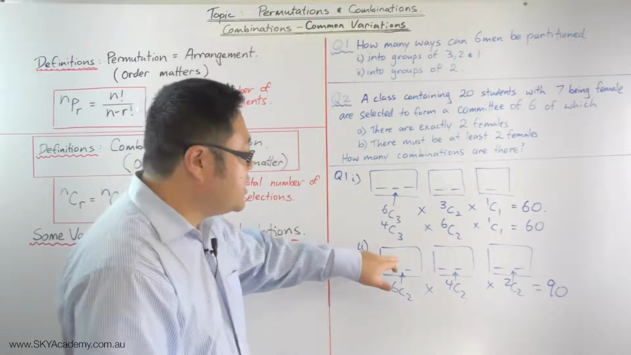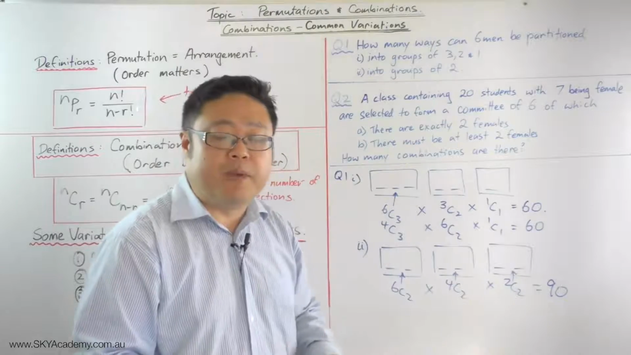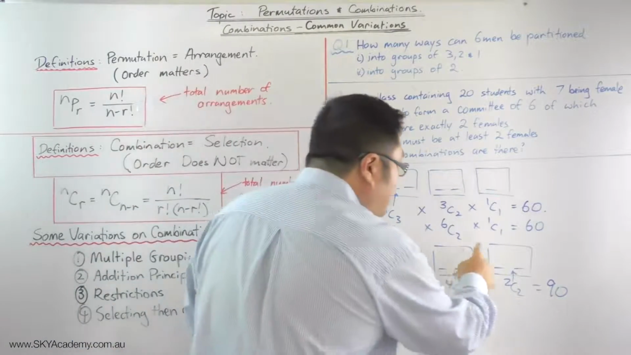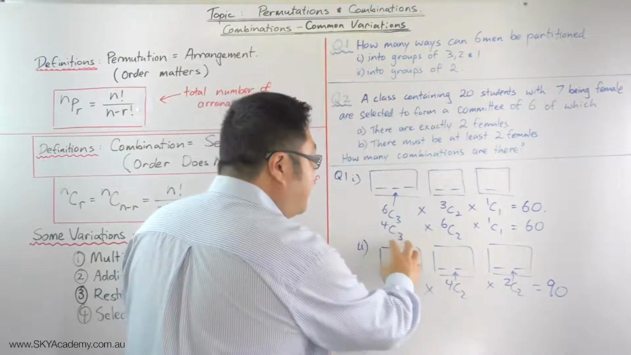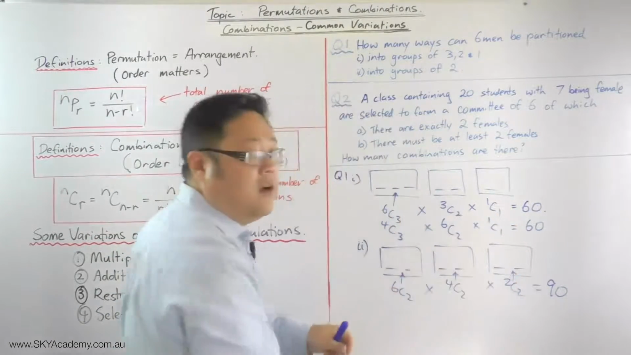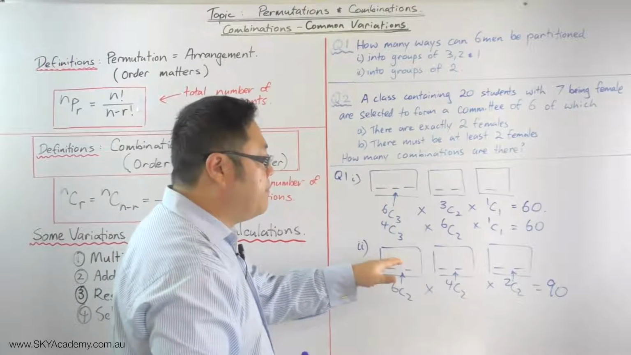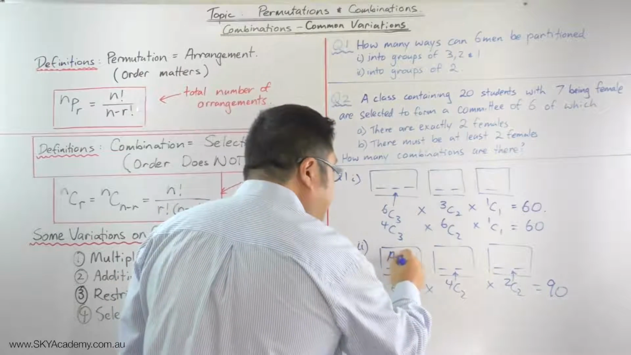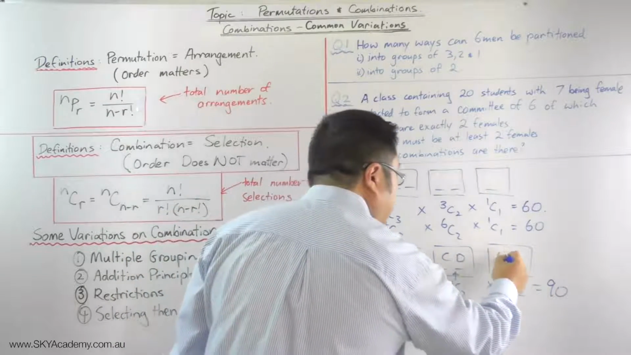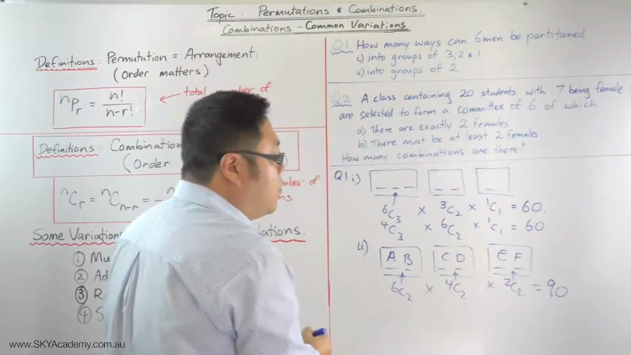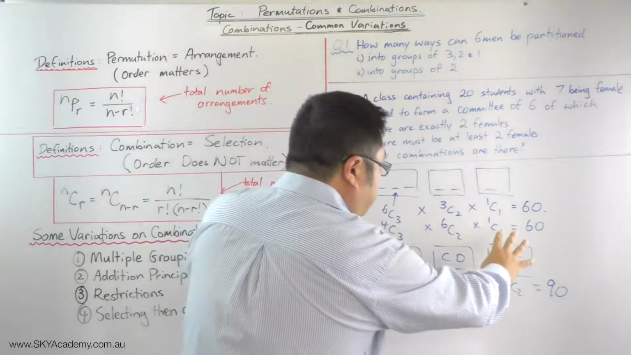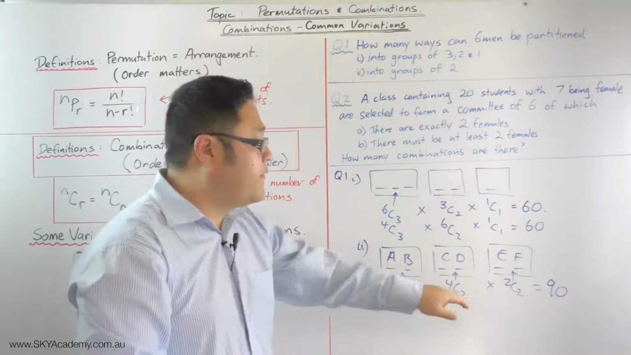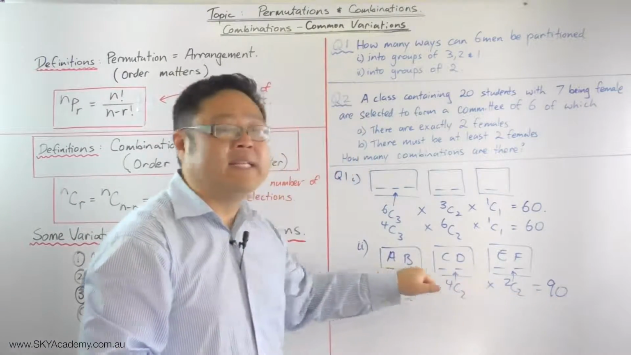But if we're just dividing the 6 people up into 3 groups of random pairs, then what will happen with this particular question is that the orders of these groups won't matter, okay? So if you had A, B, C, D, and E, F, right? Whether we swap the order around, it wouldn't matter. But what we've got here is 90 arrangements where the order does matter.